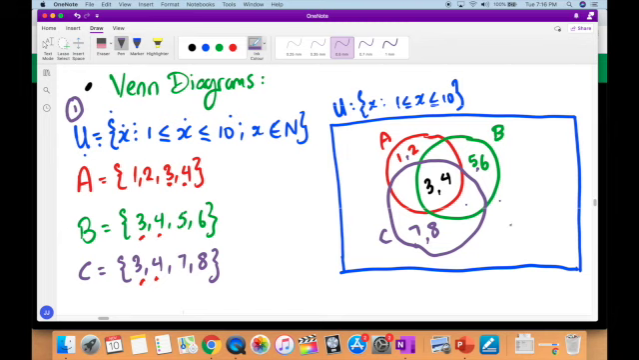So I was testing to see. Remember, the universal set is your numbers between 1 and 10. So therefore 9 and 10 are going to be outside, in the universal set. 9 and 10 are not in A, they're not in B, they're not in C, but they are in the universal set. Right?